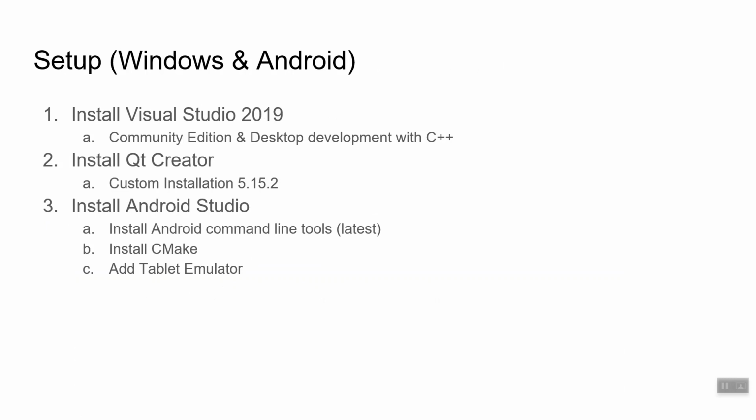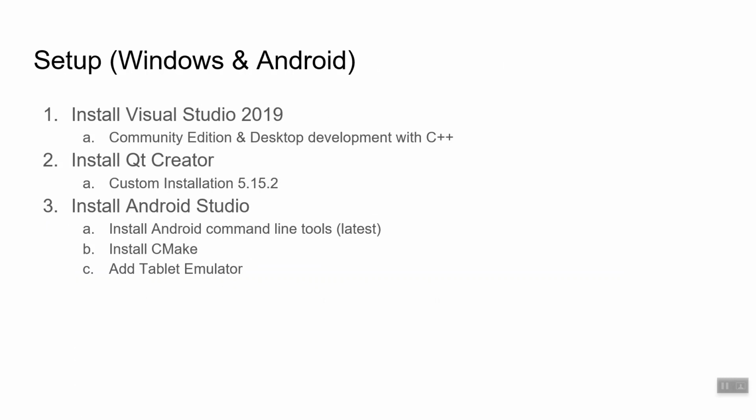But I'm just basically going to walk through what you need to do. You need to install Visual Studio 2019. We're going with the Community Edition. You want to install Qt Creator. If you're going to do this for real work, so if you're going to get paid for this, then you should be paying the monthly license fee for Qt. We're using a custom installation, which is 5.15.2, which is what works. Everybody who does QGC knows that works with QGC.